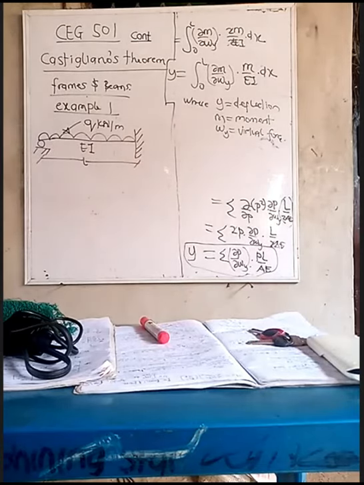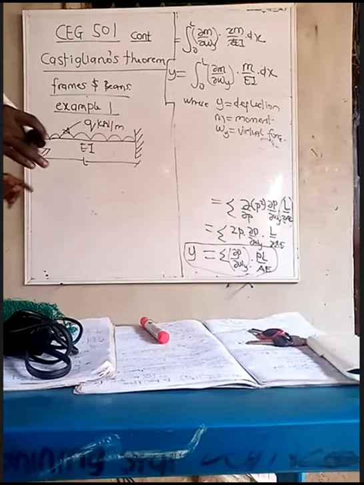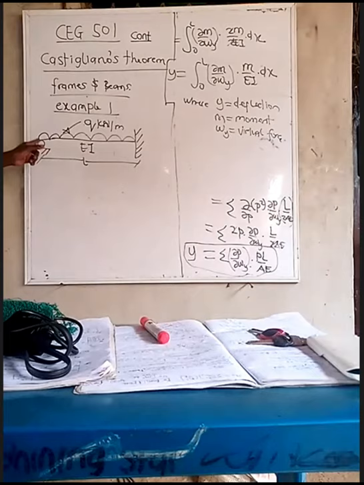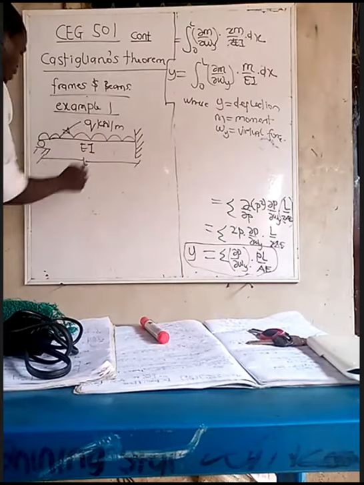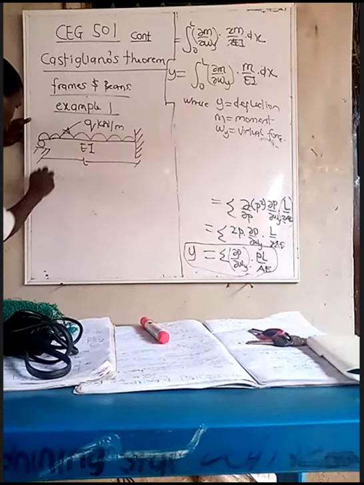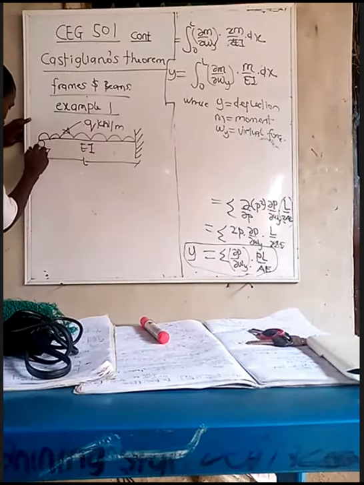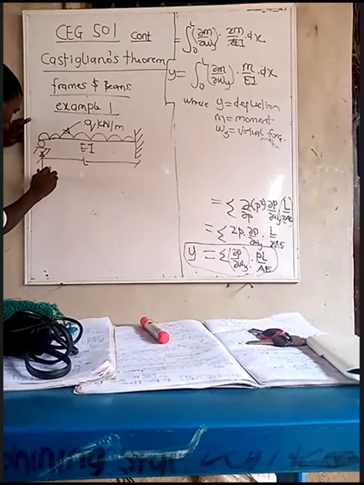Good. So the first thing you need to do is what? Place your virtual force at the point of the required deflection. Now, we are required to get a reaction at this point, so of course, we need to apply a virtual force at that point. So let's say we apply a virtual force WY at this point. WY.